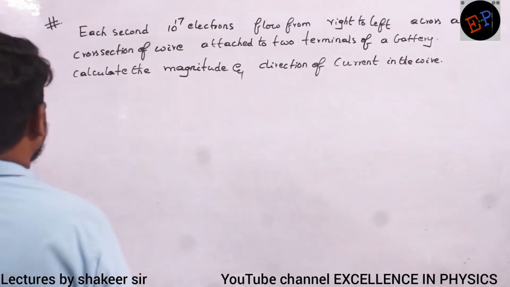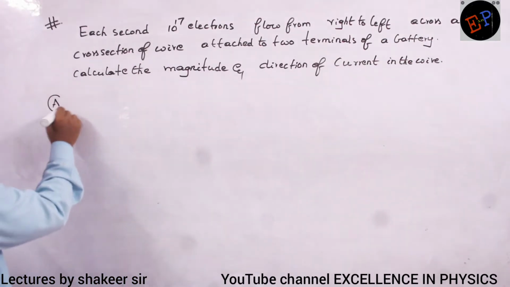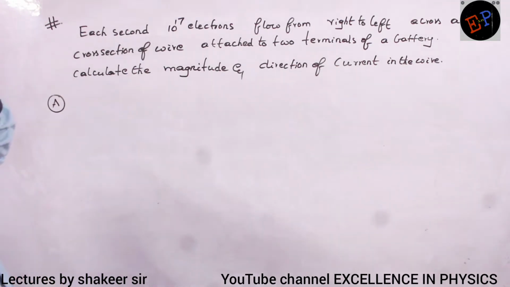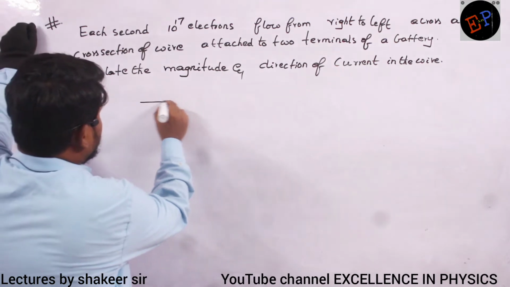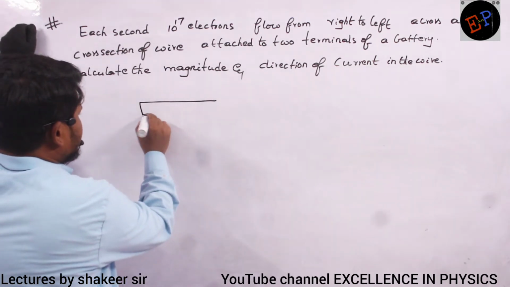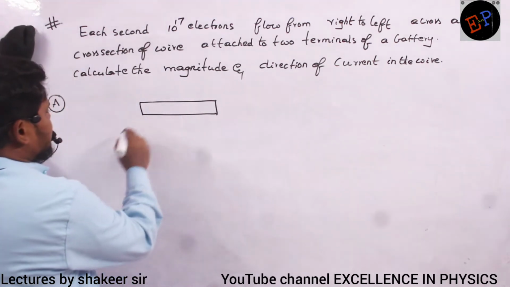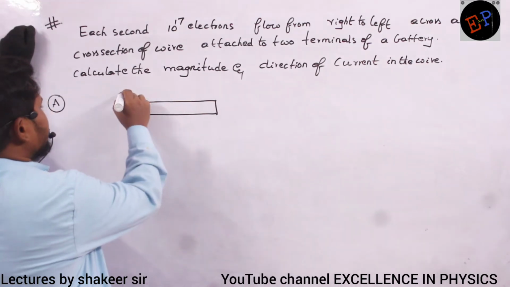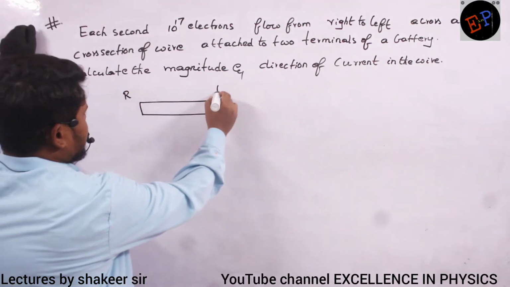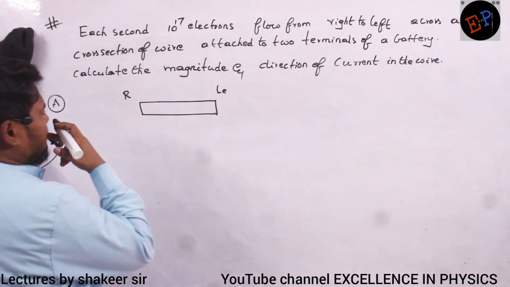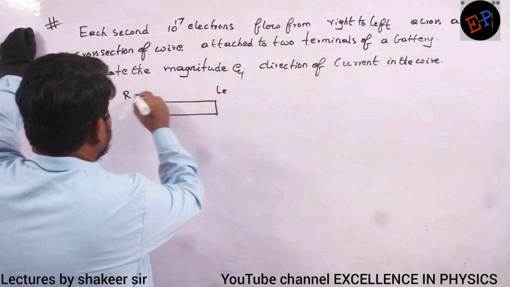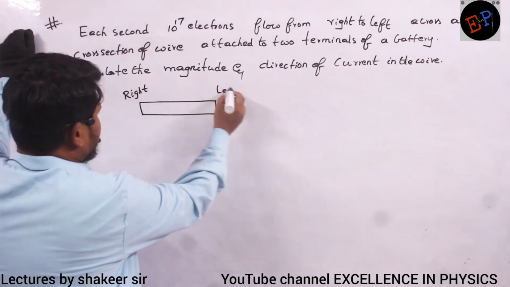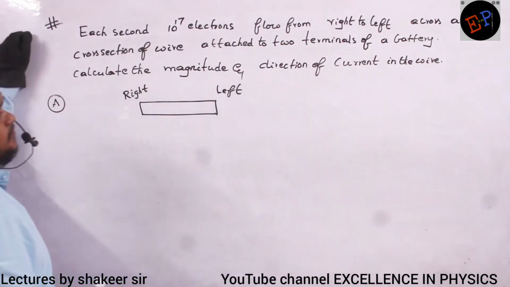So each second 10 power 17 electrons flow from right to left across a cross section of a wire attached to two terminals of a battery. Consider this is a wire. This is the right side, and this is the left side of this wire.